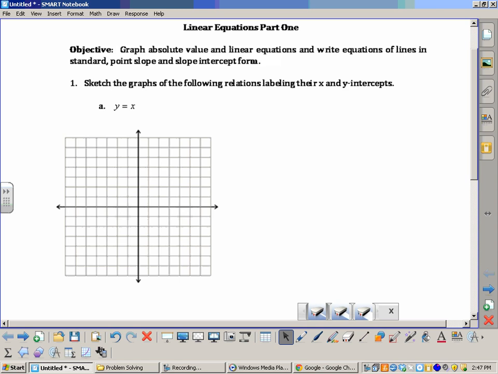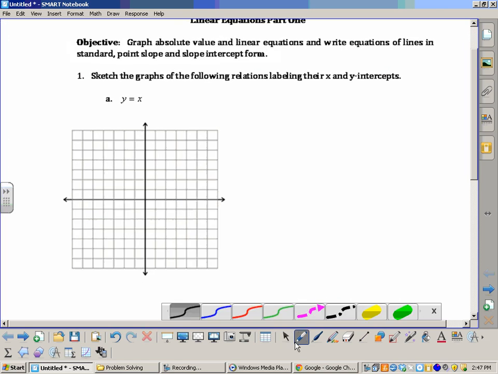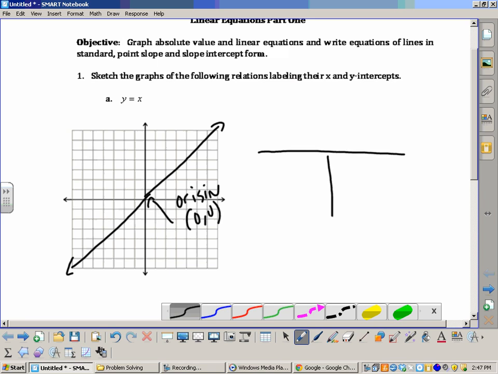Y equals x is sort of, I don't want to say an easier equation, but I think of that as my upward sloping line that goes through the origin, which is 0, 0. And just to be sure, if you were going to use a chart or a table, you plug in 0, you get 0. You plug in 1 for x, you get 1. And you plug in -1, you get -1. The intercepts are both 0. It's going to get harder, don't worry.